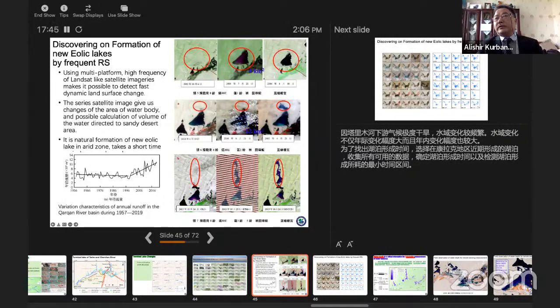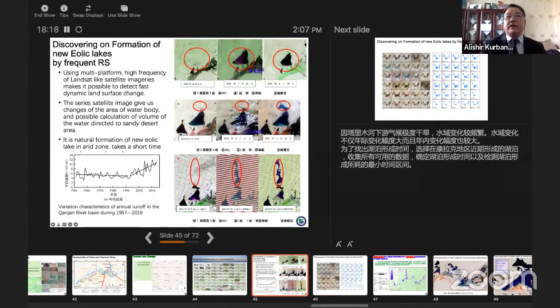And in 2013, we can see that during one day, a lake 12 kilometers long was formed after the breaking of the sand dune here. It is impossible to detect such changes without using high frequency remote sensing data. The high frequency remote sensing data from multiple satellite sources makes it possible to identify such things.